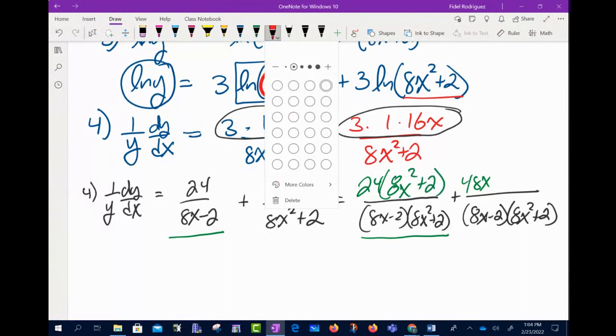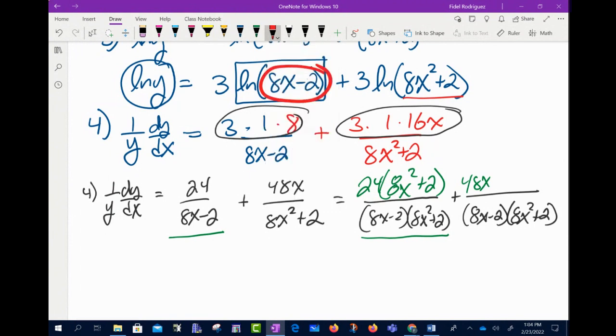And then, y'all, we're going to do exactly the same thing over here. Look at this piece and look at the original fraction. What do I have on the bottom that I didn't have the first time? The 8x minus 2, right? Good. Okay.